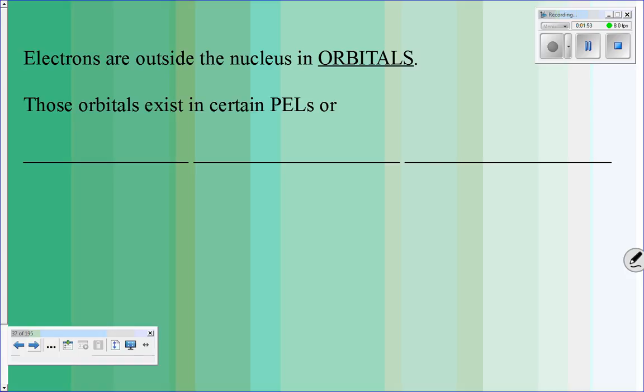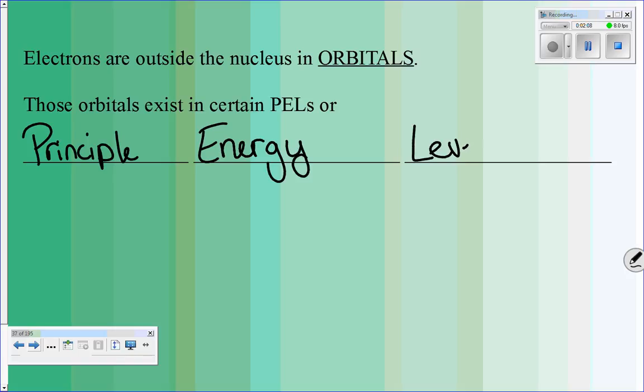Again, electrons are located outside the nucleus in orbitals. These orbitals exist in things that we call principal energy levels, or PELs. So Bohr wasn't way off with the idea that electrons exist on energy levels. It's just within those energy levels are actually these more specific regions where electrons are kind of moving around that we call orbitals.